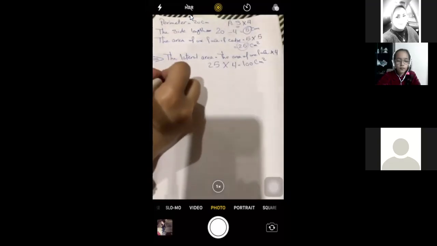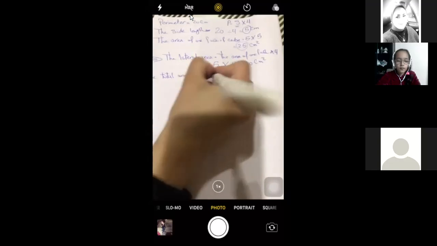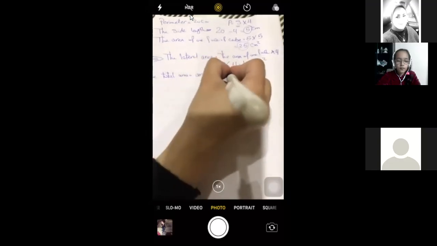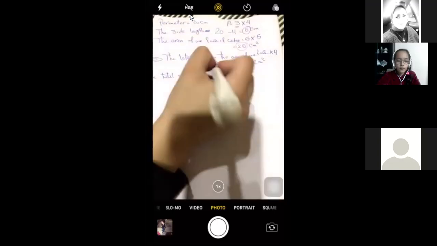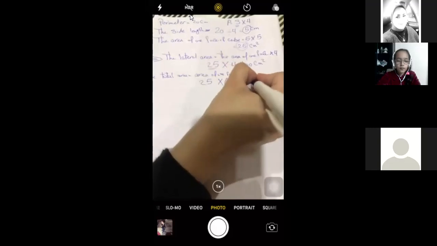The total area. It's the area of one face, but when I want to get the total, I multiply by 6 faces. The area of one face is 25. Multiply 6, it's 150 squared centimeter. Any question here? Yes. Any question?